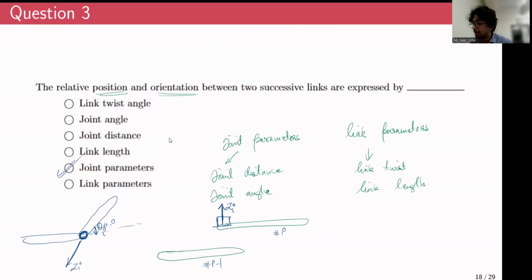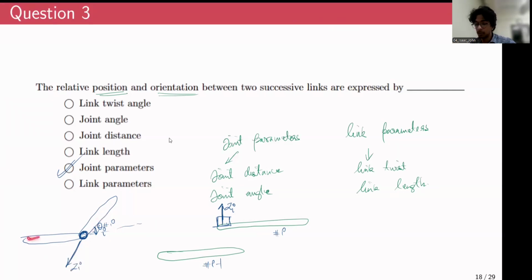So similar logic can be applied to link parameters, right? The relative position and relative orientation between two successive joints are expressed by link parameters. I hope that makes sense now, because earlier when I said at the summary, I said it could be confusing. But now I hope some amount of clarity is there, because distance between two joints measured along Zi axis we call this joint distance, and relative orientation between two links measured along the Zi axis we call that as joint angle.